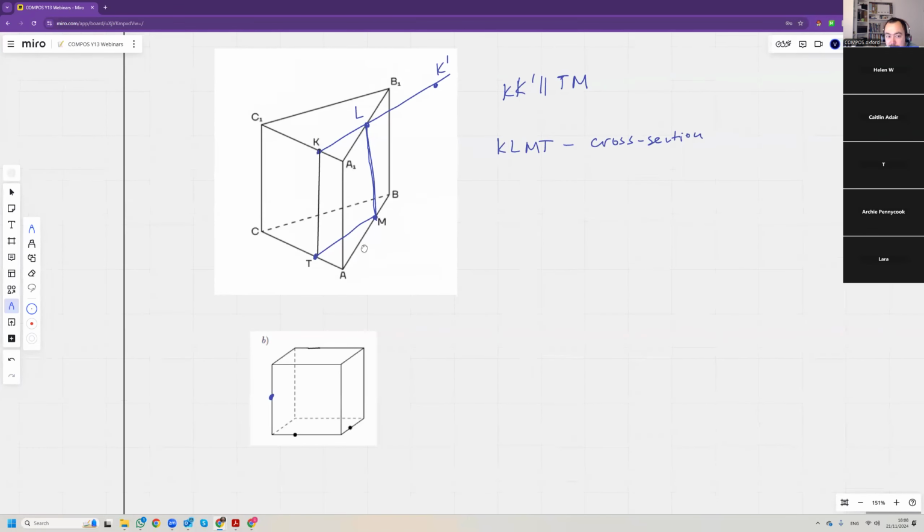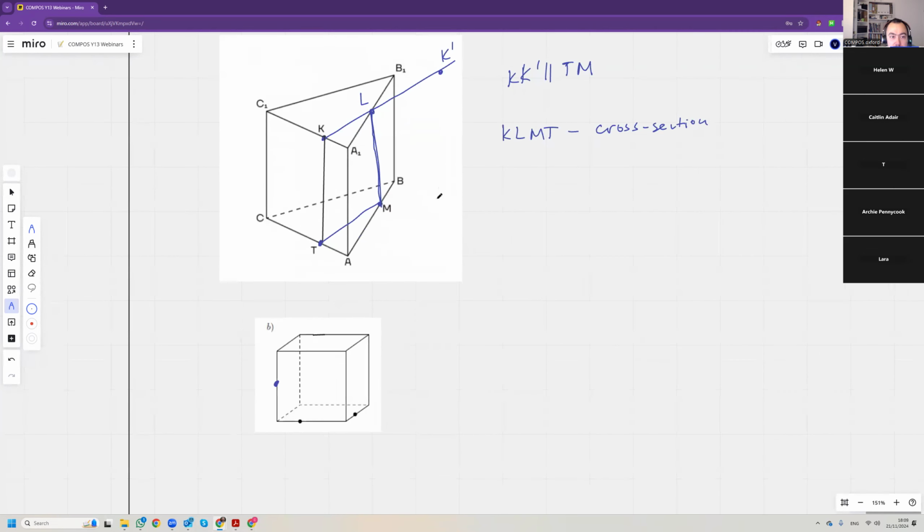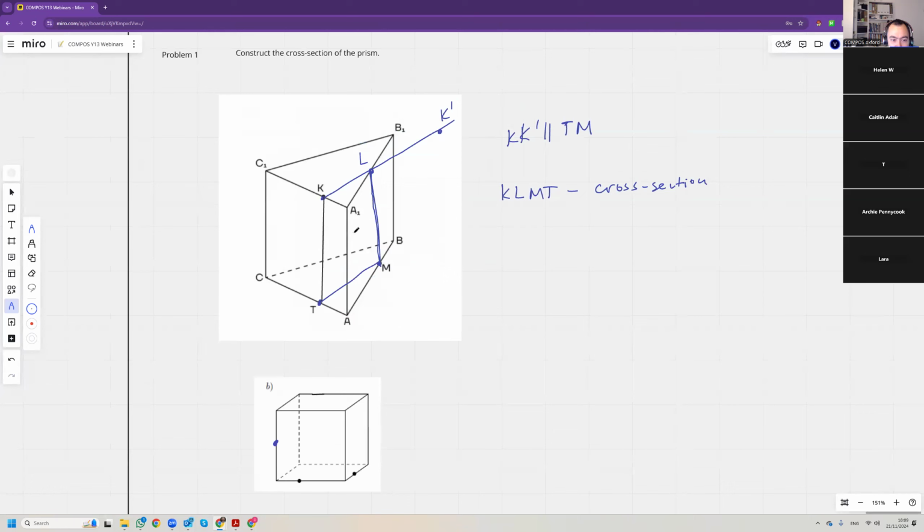Okay. So, but LM is not parallel to TK. Because why would it be? You can consider a slightly more extreme case. Let's move T slightly to the left. Let's say T was here and TK was like that. So you can clearly see it's actually impossible to draw a line parallel to TK.